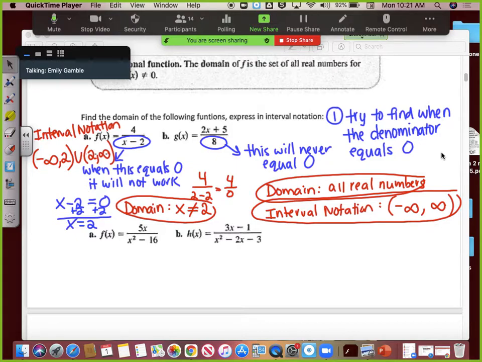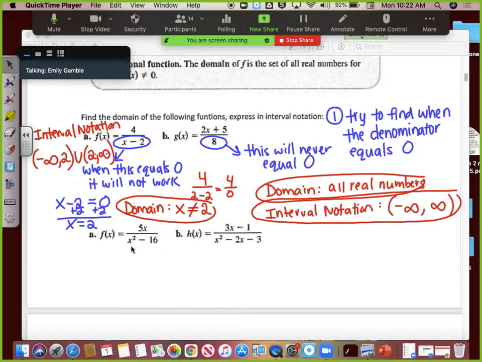Okay, so to find the domain of functions, we have to figure out when the denominator will equal 0. In the next two examples, we actually have practice problems that are going to be a little bit different because they are not in factored form. In the first two problems that we saw, the denominator was either already in a form that would be considered factored, or it didn't need to be factored at all.